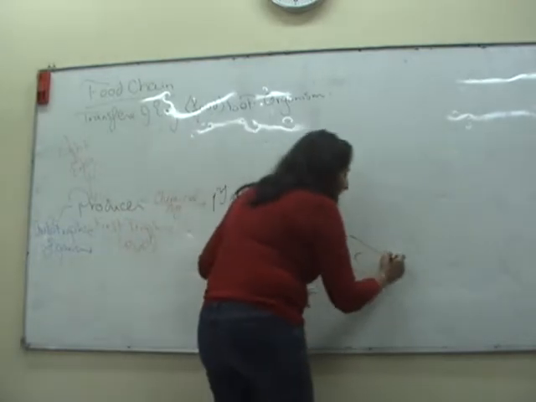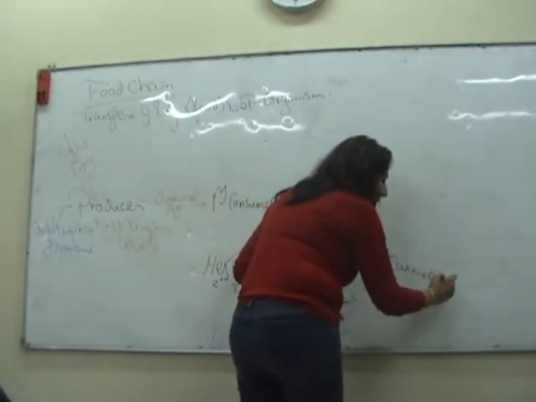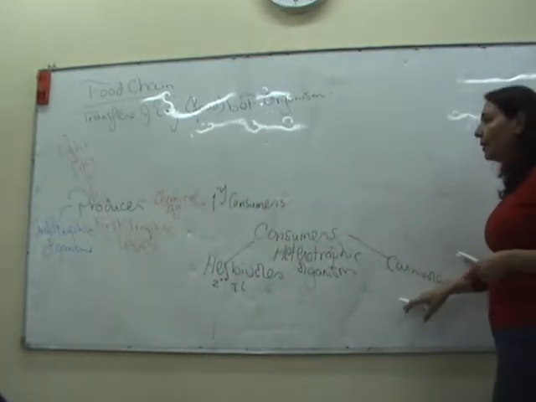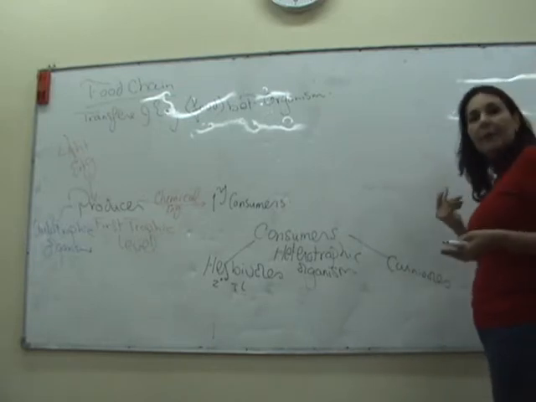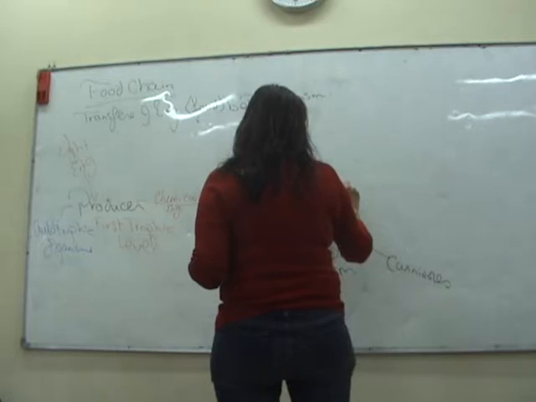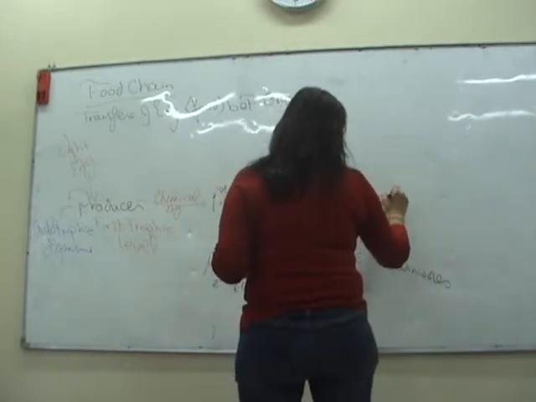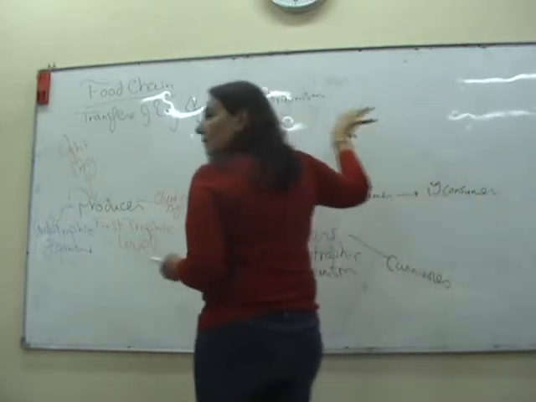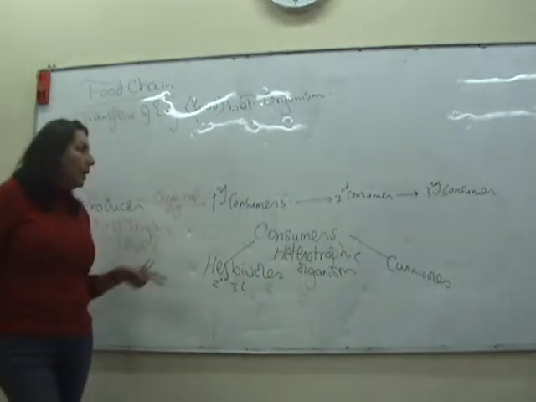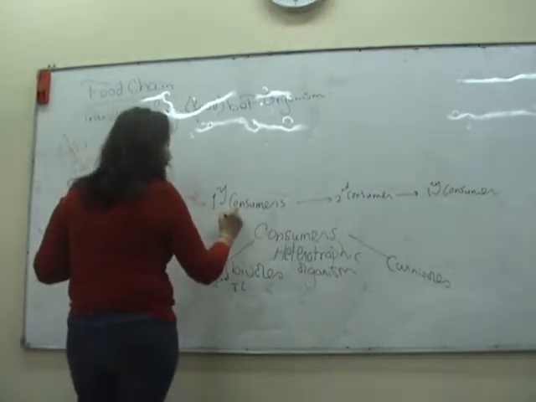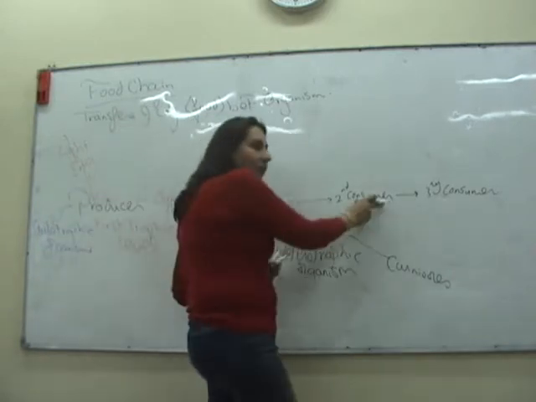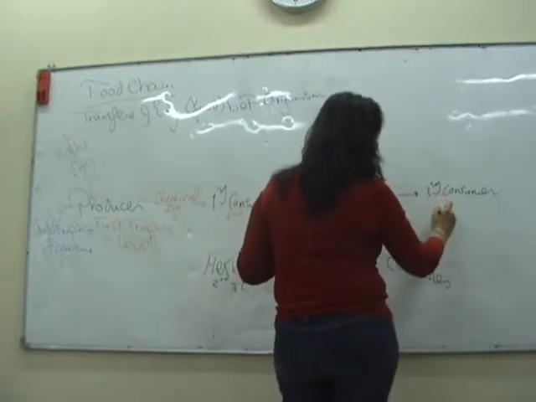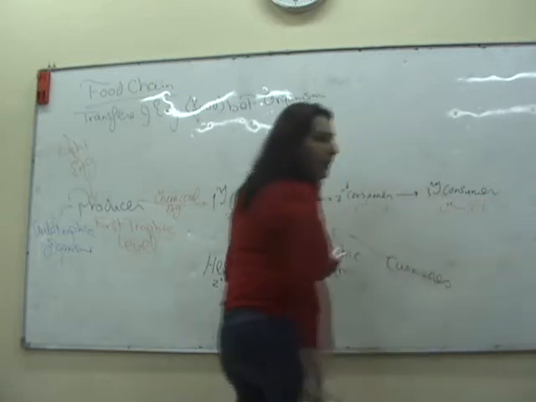Or consumers can be carnivores, which feed on meat. They feed on other animals. But carnivores always come at higher trophic levels. They can be secondary consumers. They can be tertiary consumers. They are always found at a higher trophic level. The primary consumer is the second trophic level. The secondary consumer is the third trophic level. The tertiary consumer is the fourth trophic level.